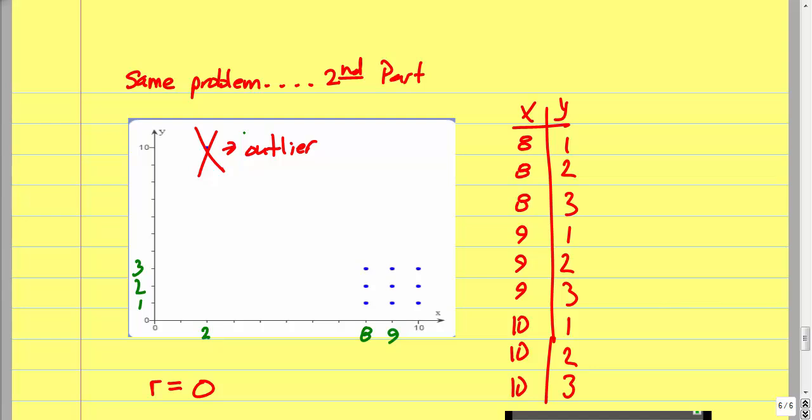So a couple of important things. Correlation does not imply causation. X doesn't cause y, y doesn't cause x. And we want to really use our calculators a lot for these calculations because they do get pretty ugly.